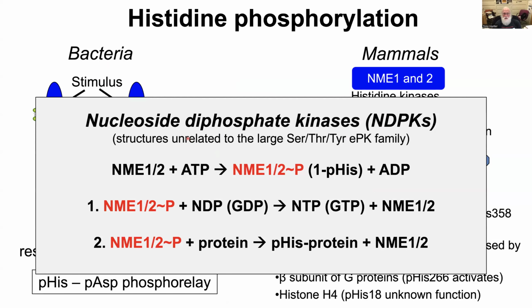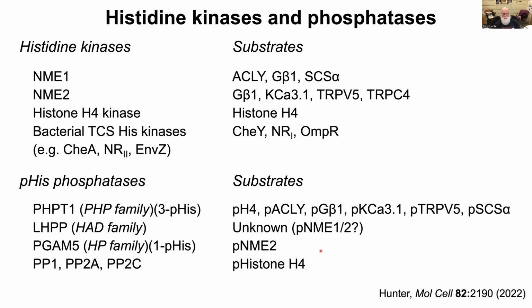So the two kinases are better known as nucleoside diphosphate kinases, or NDPKs. They're totally unrelated to the serine, threonine, and tyrosine protein kinase families. They use a 1-phosphohistidine intermediate either to regenerate a nucleoside triphosphate or to phosphorylate proteins on histidine and perhaps other amino acids. And this is taken from a review I wrote a few years ago now, just showing you the histidine kinases that have been reported, some of their substrates, and the phosphatases that oppose the kinase with at least 3 distinct families.